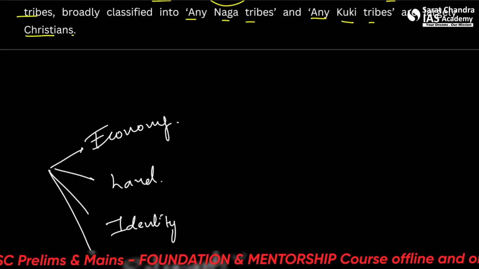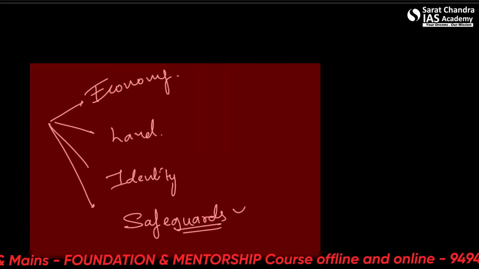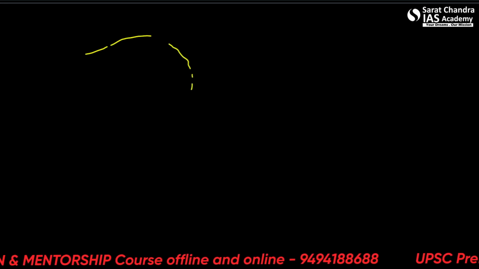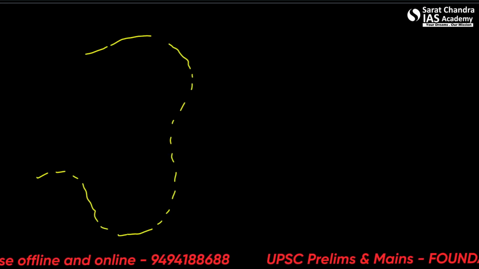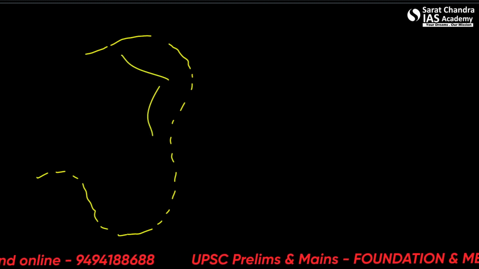So let's see this thing also. You must be knowing about the inner line permit thing. It's basically in the outstates of the northeast. So what is ILP?